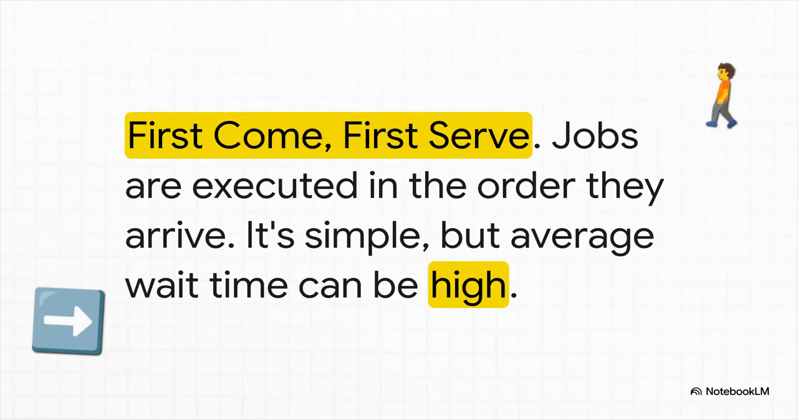Okay, so let's look at some actual algorithms. The most basic one is first come, first serve. And it's exactly what it sounds like. It's just a simple line. The first process that shows up is the first one to get the CPU. It's non-preemptive, super straightforward, and really easy to implement.